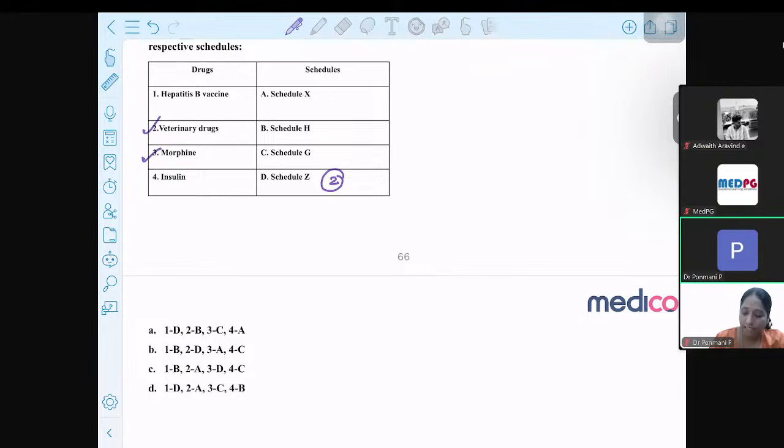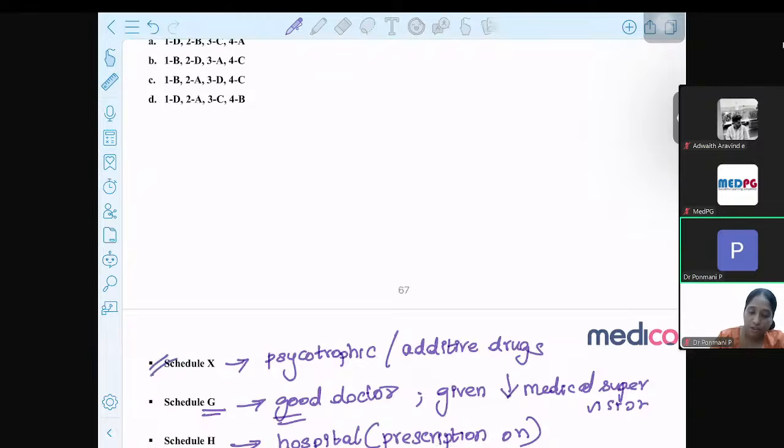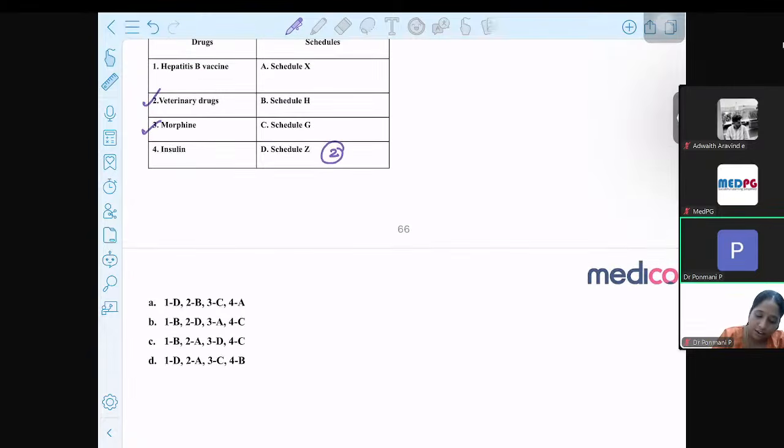Then morphine. Morphine we know it comes under the psychotropic category if you remember. So it comes under Schedule X. So 2 is D. So far what have we matched? 2 is D and 3 is C. So the remaining 2 is insulin and hepatitis B.